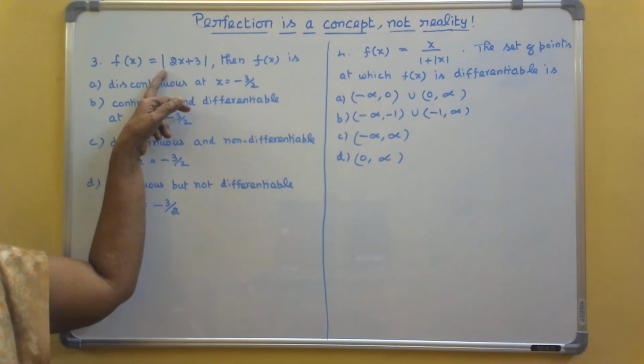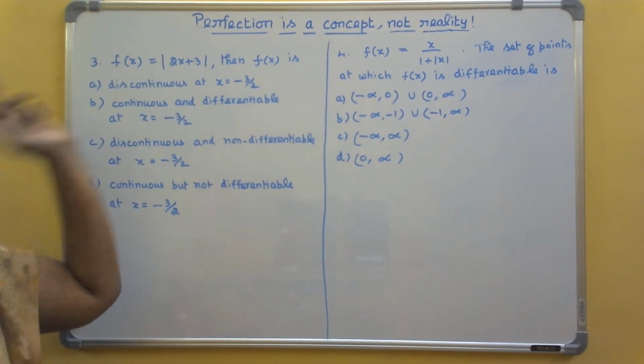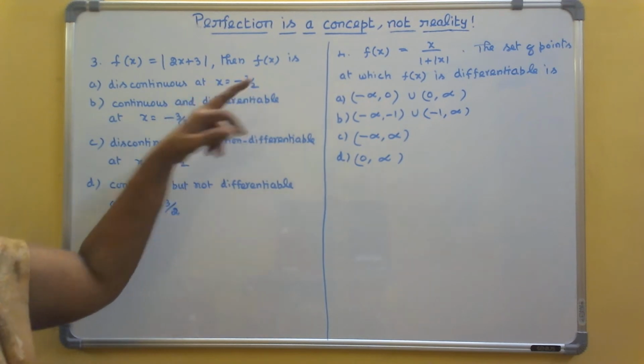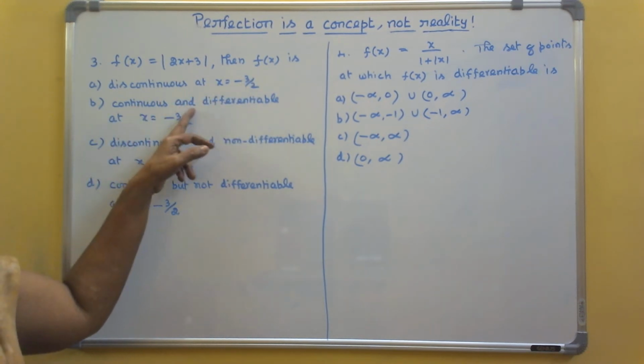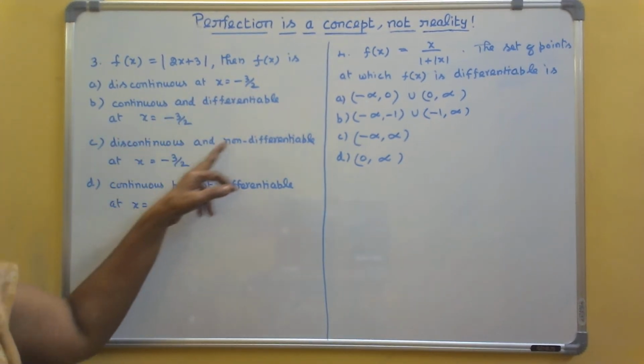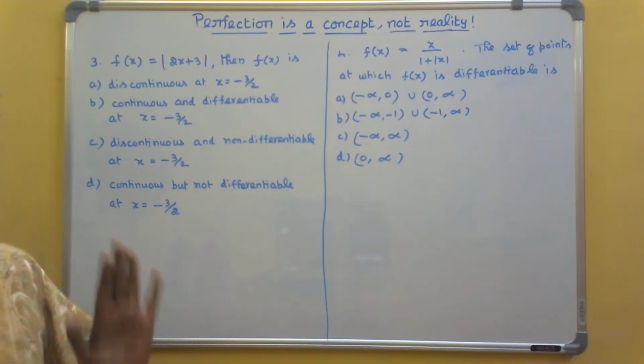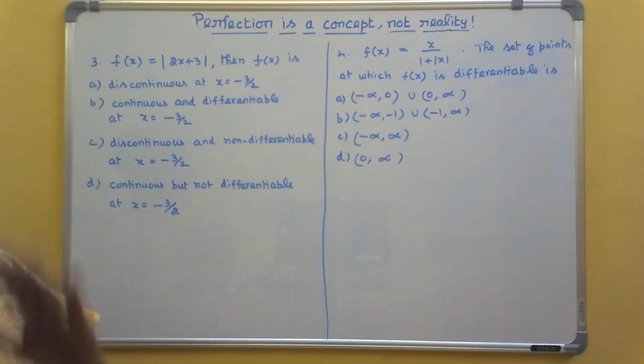f(x) is equal to |2x + 3|. Then f(x) is discontinuous at x = -3/2, continuous and differentiable, discontinuous and non-differentiable, or continuous but not differentiable. Okay, now let us analyze properly.